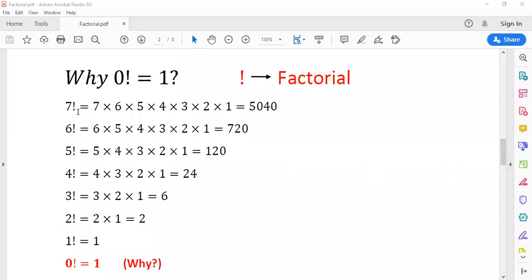How do we describe 7 factorial? First we write in descending order starting from 7 until we get 1, and then we multiply all these numbers. Ultimately we get 5040.